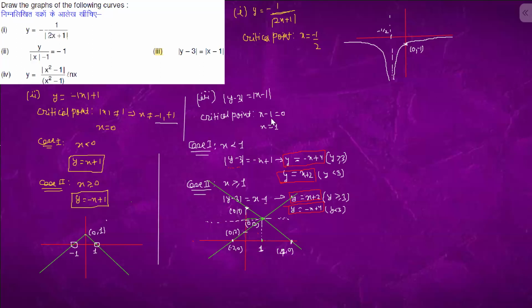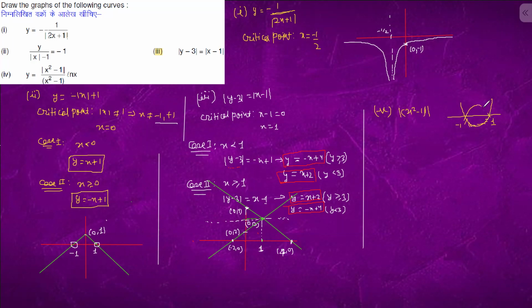Now we'll move to question number 5. Question number 5 is very simple. Question 5 is saying that if we take x square minus 1 as a function and try to draw the graph, it will come out to be at minus 1 and 1. And if we take the mod, it will come out this way. This will move to this side.